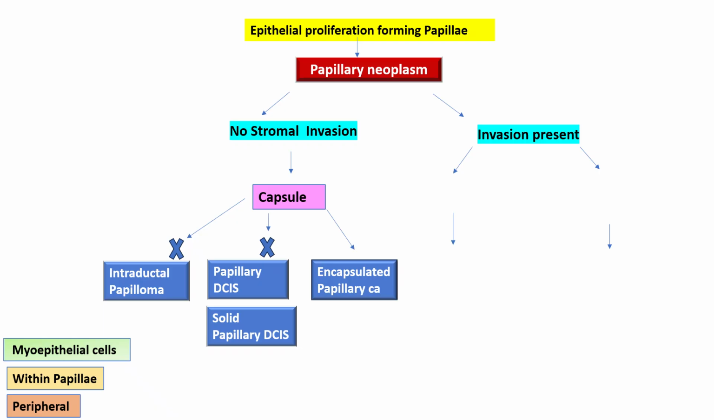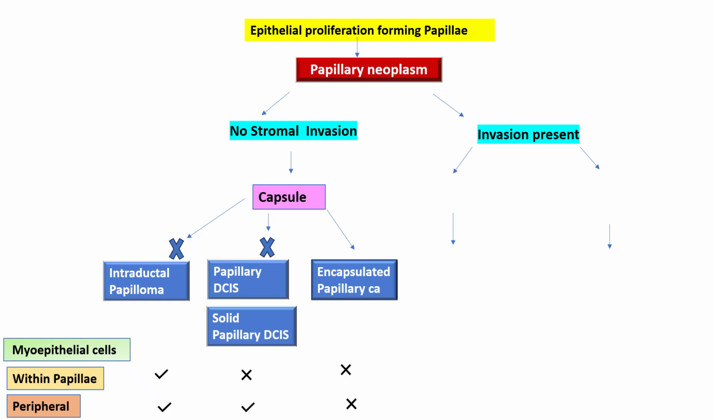Now, how we should distinguish between intraductal papilloma and DCIS is the presence of myoepithelial cells. In case of ductal papilloma, they are distributed within the papillae and also at the periphery. In case of DCIS, they are present only at the periphery and absent within the papillae. In case of encapsulated papillary carcinoma, the myoepithelial cells are absent within the papillae as well as at the periphery.